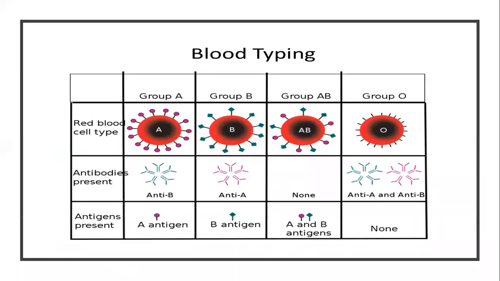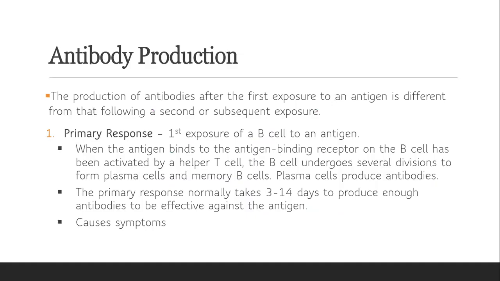An example is blood typing. For group A, we have anti-B antibodies; group B has anti-A; group AB has none; and group O has both. Then we don't have any antigens in group O and have two antigens for group AB, and so forth.